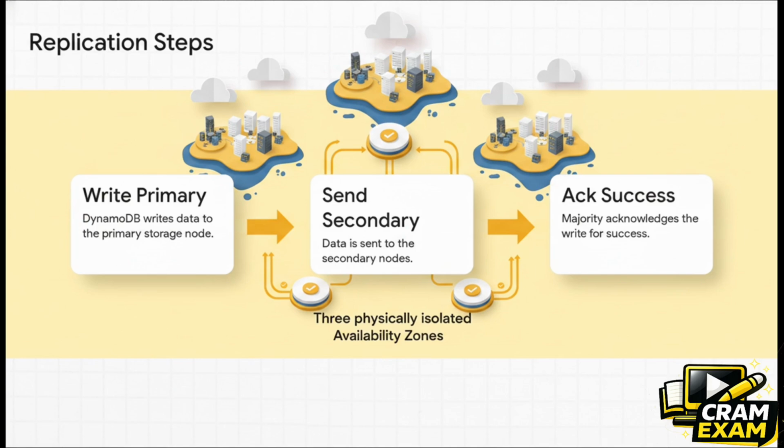When your application executes a PutItem or UpdateItem request, DynamoDB first writes that data to the primary storage node. Next, it sends the data out to the secondary nodes. And as soon as a majority of those nodes acknowledge the write, DynamoDB tells your application, success. Your code moves on, thinking everything is fully complete and locked in.